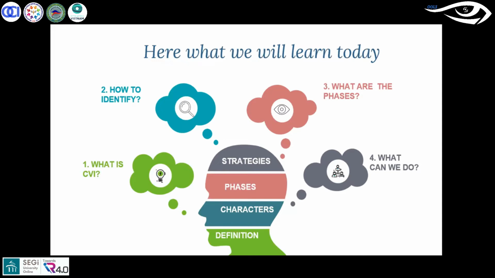Okay. So this is what we're going to learn today. First, some recap about the definition of CVI. Second is how do we identify or classify these children? And third, what are the phases? What are the ranges for these CVI children? And lastly, what can we do as optometrists, as persons dealing with children with neurological problems?